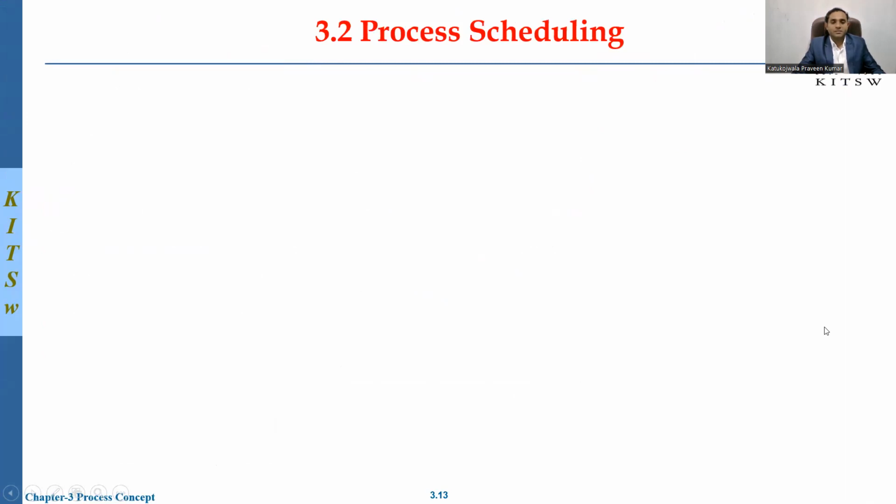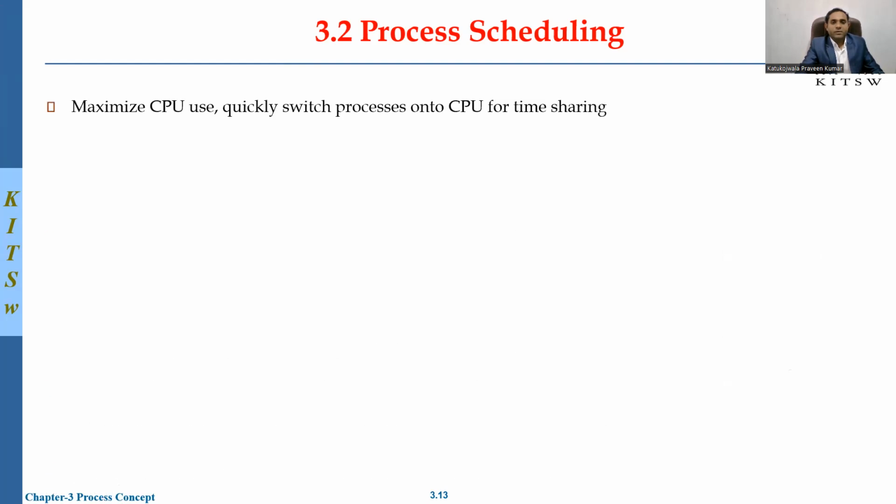So in today's session, we are going to learn about process scheduling. We are going to discuss what process scheduling is and what the different schedulers are. Process scheduling basically maximizes CPU usage and quickly switches processes onto the CPU for time sharing. So every process will have its own particular time.